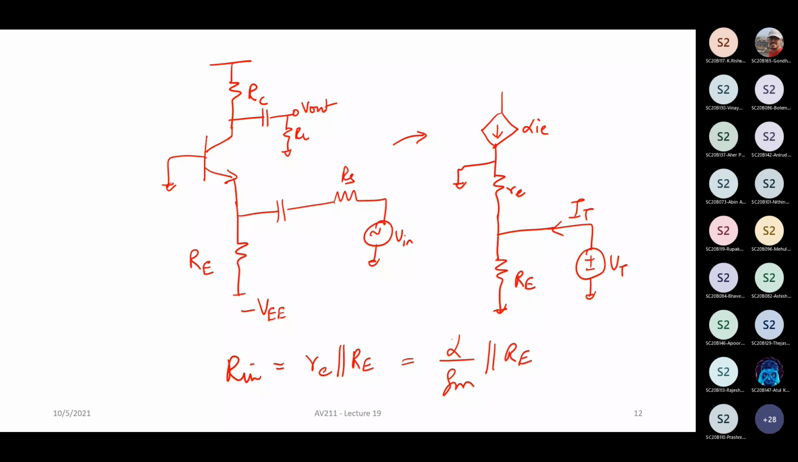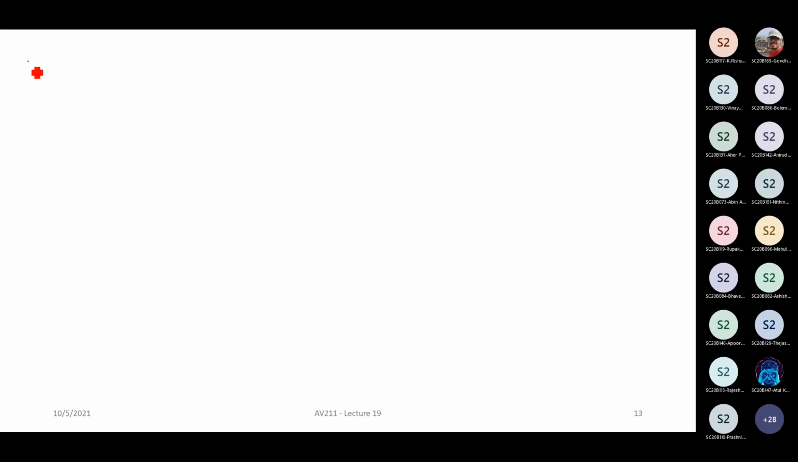So this is also fine. You can basically do that. All right. Now, what is our Rout, the output impedance? So let us again draw this small signal equivalent circuit, alpha IE. Can you go to the previous page?